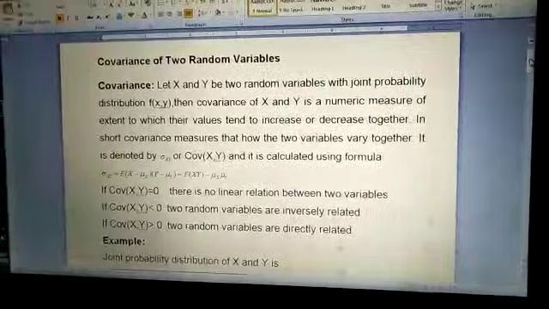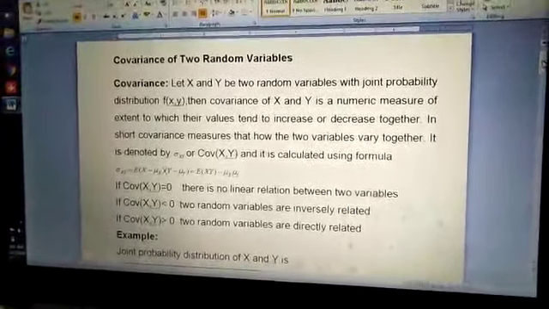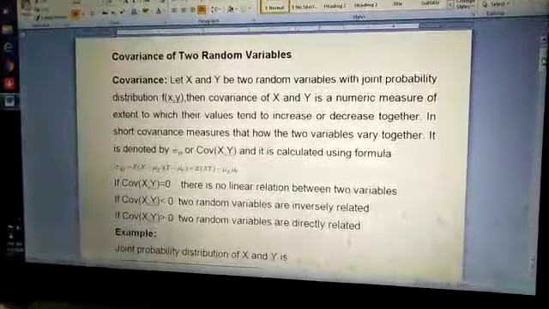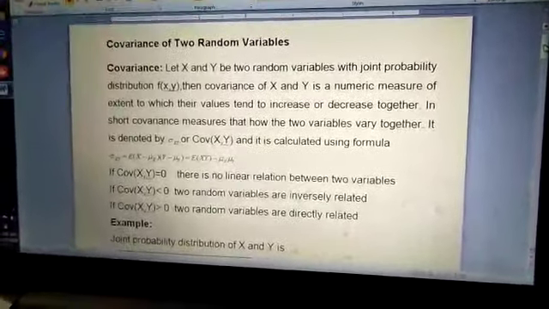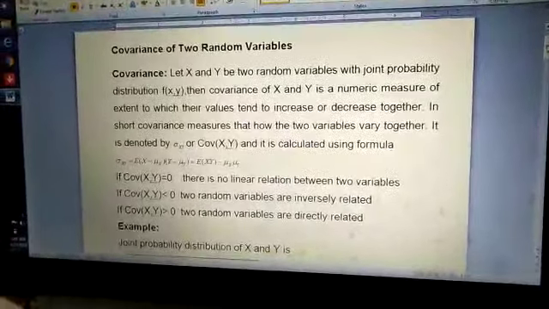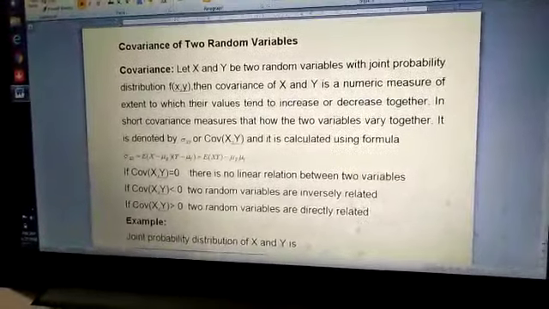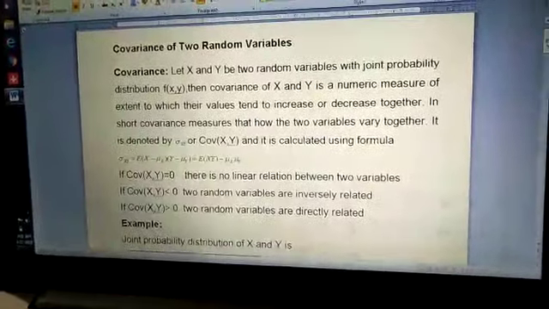This video is about the covariance of two random variables. Let x and y be two random variables with the joint probability distribution fxy. Then the covariance of x and y is a numeric measure of the extent to which their values tend to increase or decrease together. In short, covariance measures how the two variables vary together.